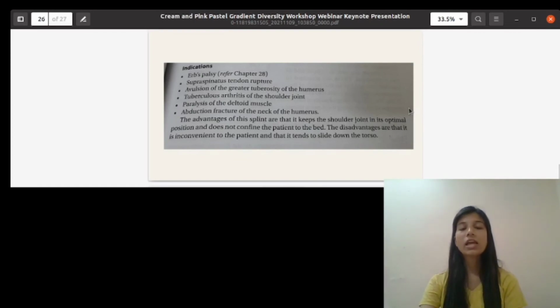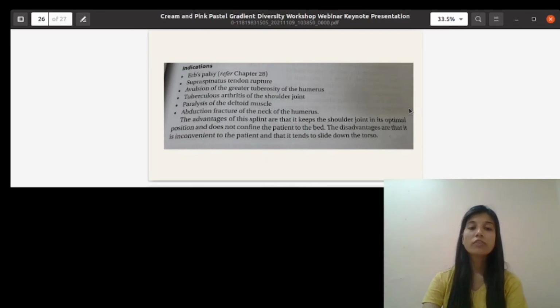In which conditions is the airplane splint used? First is Erb's palsy. Second is supraspinatus tendon rupture. Next are avulsion of the greater tuberosity of the humerus, tuberculosis arthritis of the shoulder joint, paralysis of the shoulder abductor muscles, and fracture of the neck of the humerus. The advantage of this splint is that it keeps the shoulder in its optimal position and does not confine the patient to bed. The disadvantages are that it is inconvenient to the patient and that it tends to slide down the torso.